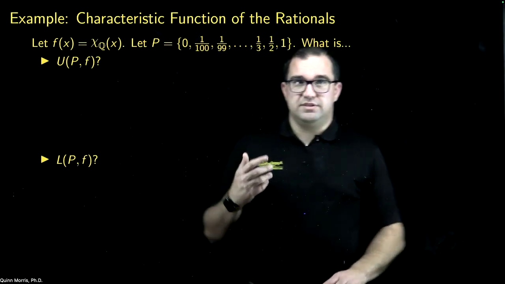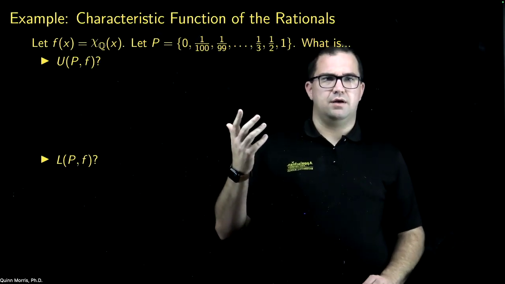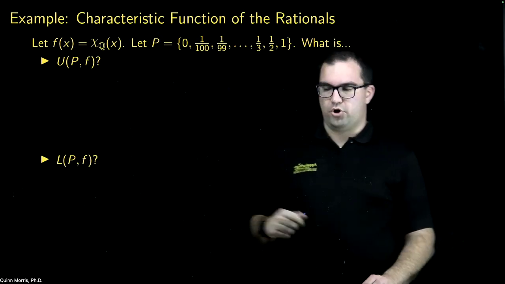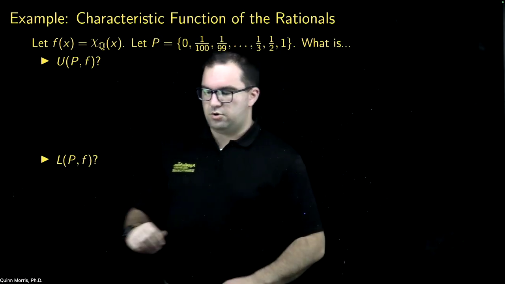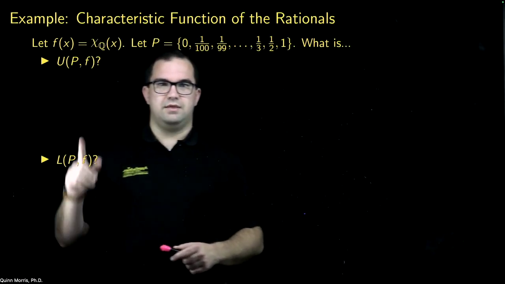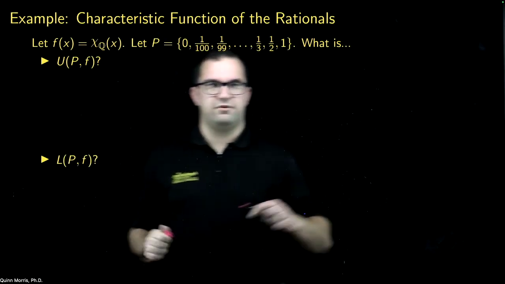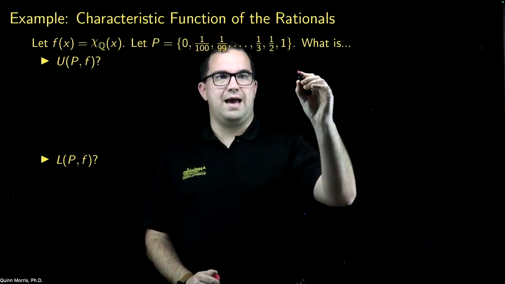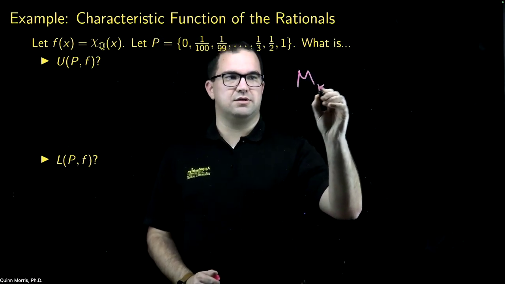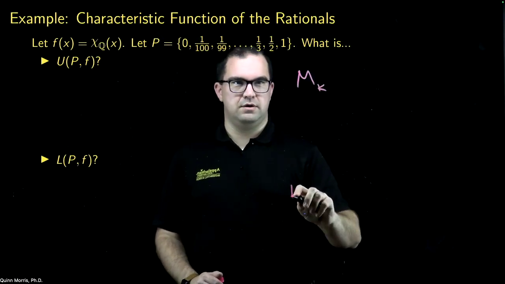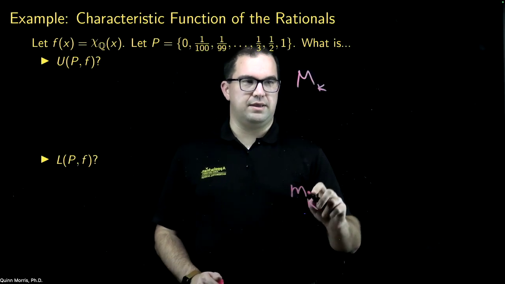Last thing I want to do is just go back through this example again and think about it in terms of upper and lower Darboux sums now. So if we think about the upper and lower Darboux sums, the first things we have to figure out are what are the capital M sub k's? That's going to be important for the upper Darboux sum. And what are the little m sub k's?